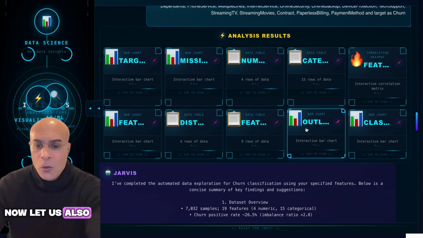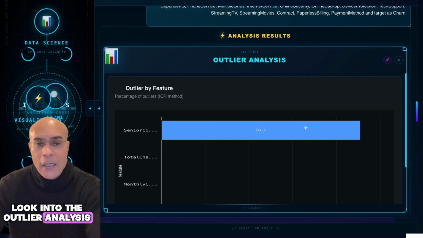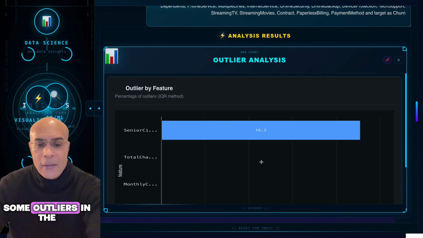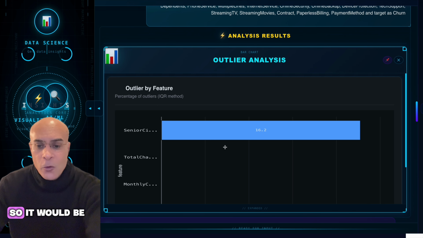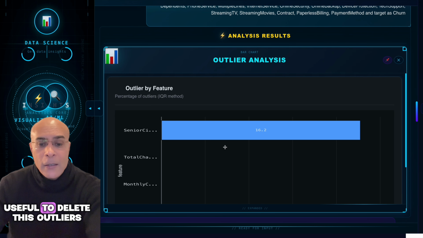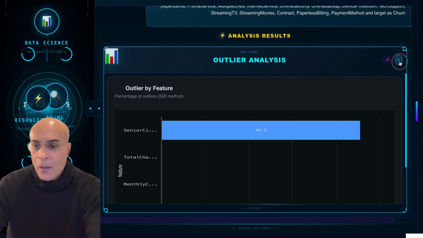Now, let us also look into the outlier analysis. Yes, there are some outliers in the senior citizen field, so it would be useful to delete these outliers.